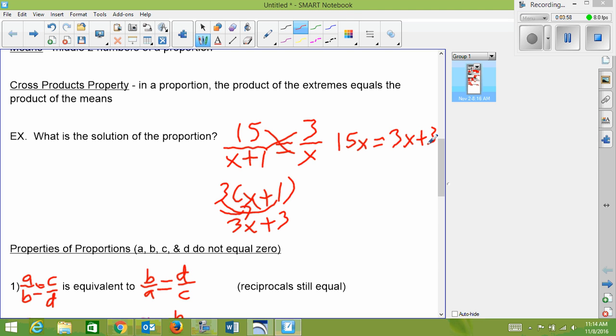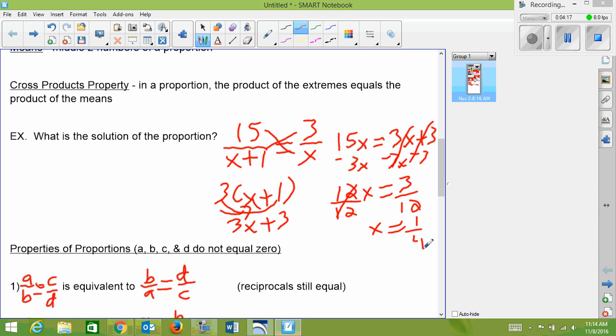Then I need to go ahead and solve that. Actually, I better be subtracting the 3x since I have x's on the other side. So I have 12x equals 3. Dividing by 12 to get the x by itself, my x equals 1/4. So there's my answer to that proportion. If I plugged the 1/4 back in for both of those, it should equal out.